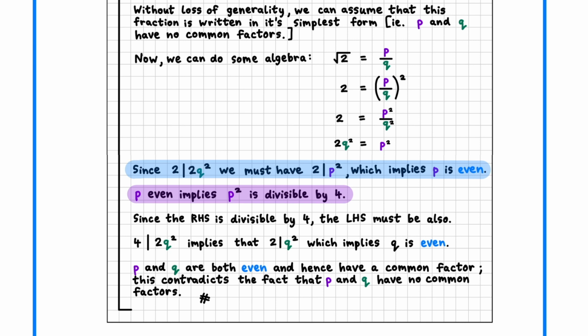If p is even, then the right-hand side, p squared, will be divisible by 4. This means that the left-hand side, 2q squared, will also be divisible by 4. This implies that q is even. P and q both being even means that they have a common factor of 2, and this contradicts our assumption that they don't have any common factors.